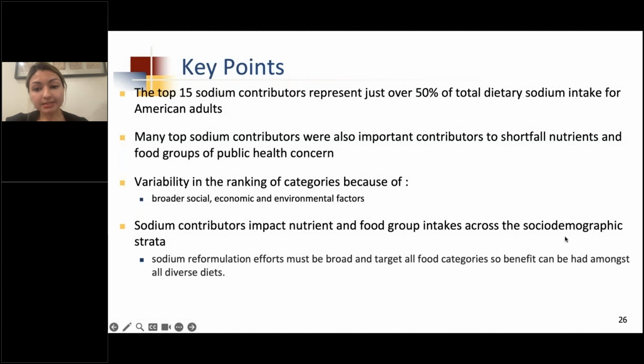And lastly, studies showed how sodium contributors impacted nutrient and food group intakes across those different sociodemographic strata. So we really want to think of sodium reformulation efforts as being broad and targeting all food categories so benefit can be had amongst all diverse diets.